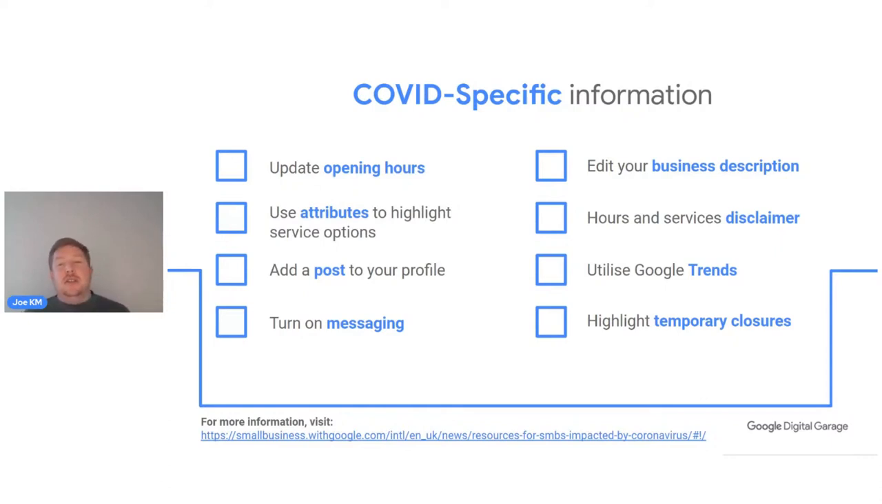Hours and services. Disclaimers, you can put links to certain policies in there. Again, utilize Google Trends and highlight temporary closures. Please highlight temporary closures. People do not mind your business being shut, but they do mind when they turn up and it is closed. So you can remove the word COVID-specific, and start thinking about, actually, this is just information that I could definitely keep up to date, definitely utilize, and have a little checklist and go, Joe mentioned that. Joe, I've done that. Even if you just put all this in a document and then transposed it into Google Maps, that would work.